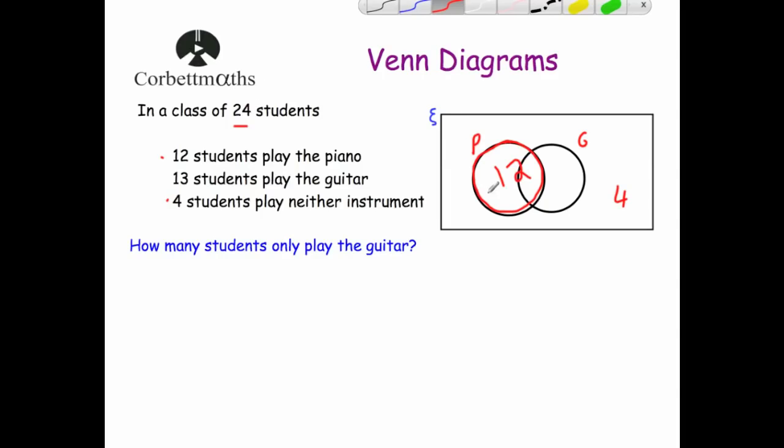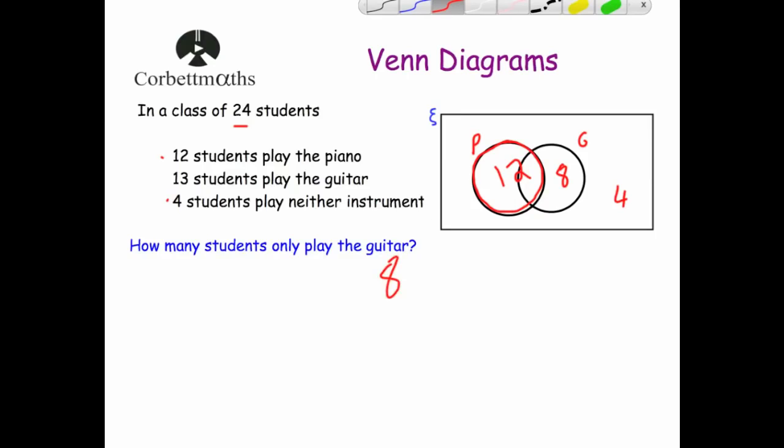Now altogether there's 24 students. There's only ever going to be 4 numbers to add together in this question. We've got these 2 here, this one and this one, but they're 12 altogether, the one that we don't know, and the 4. So if we do 12 plus 4, that's 16. Well, if we add on 8, we're going to get the 24. So that means that this section here, the bit that's only guitar, is 8. Actually, that answers our question, 8.